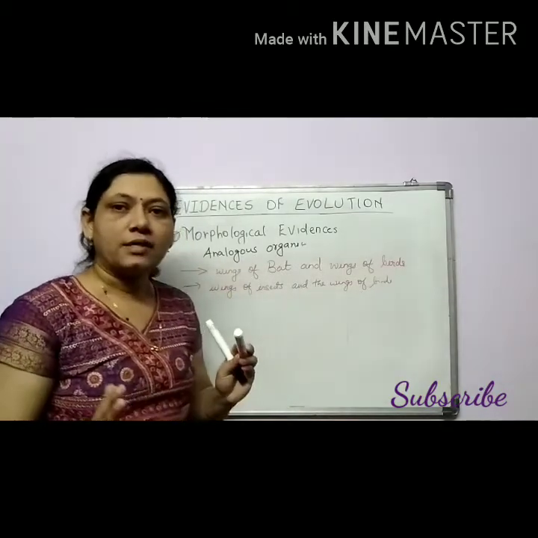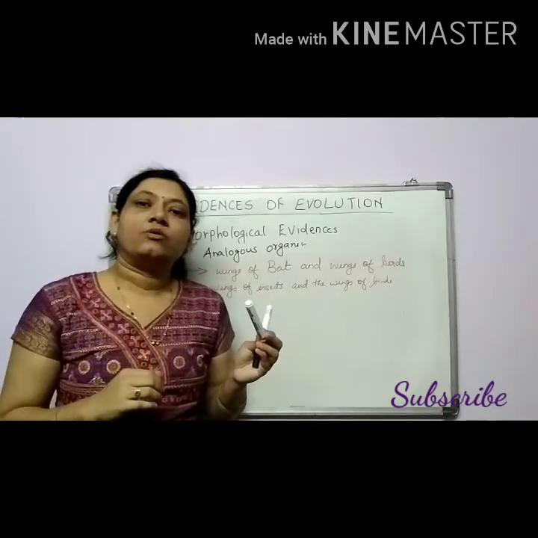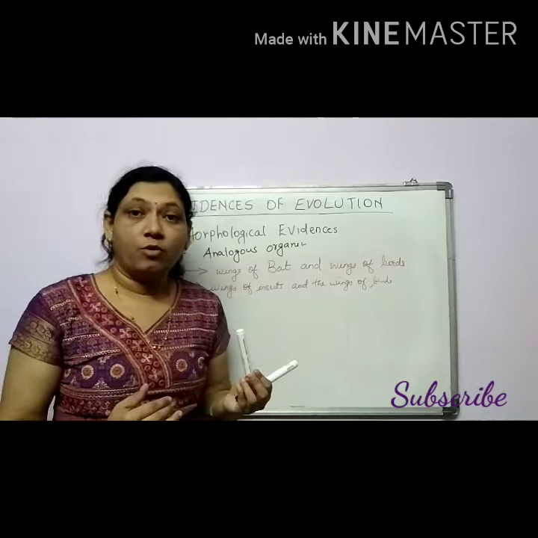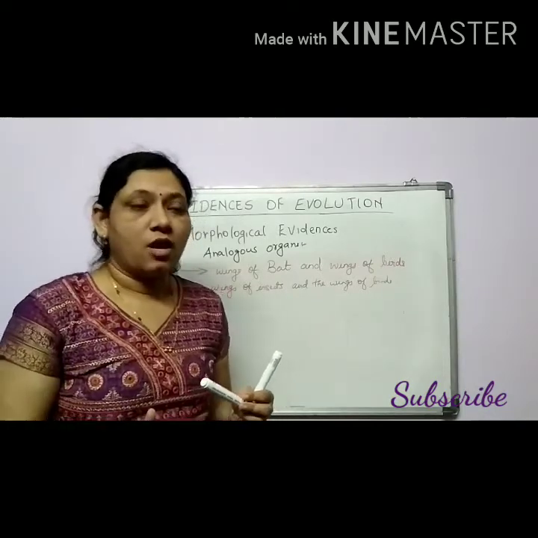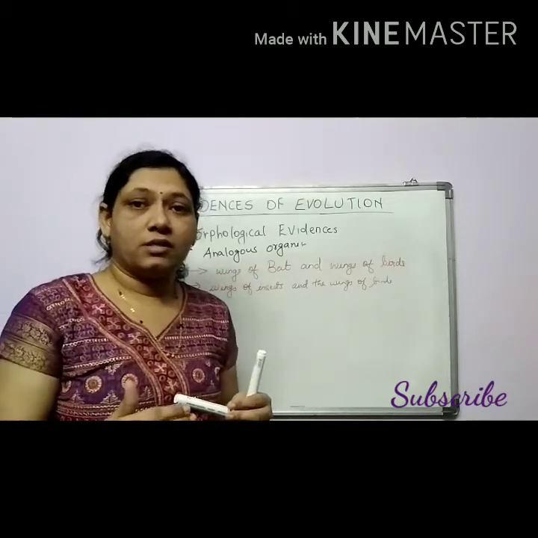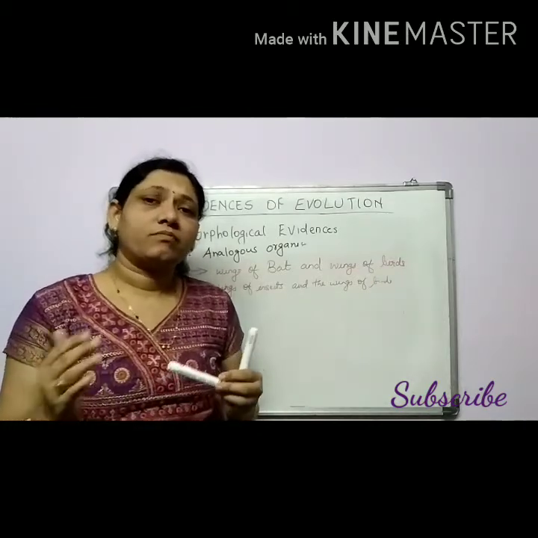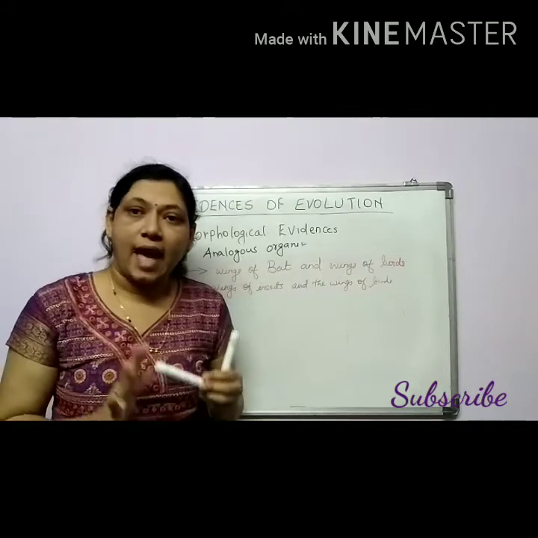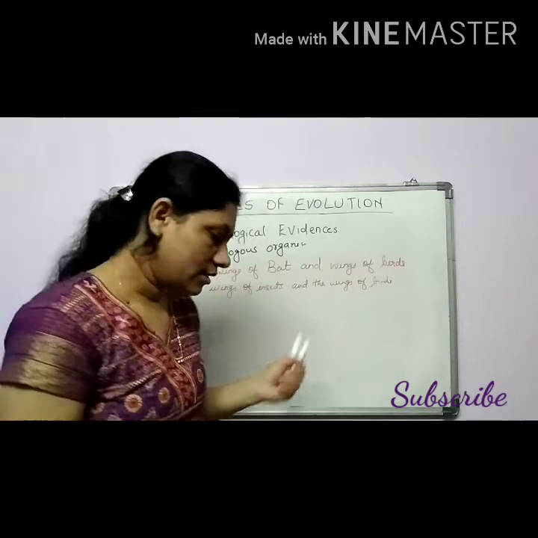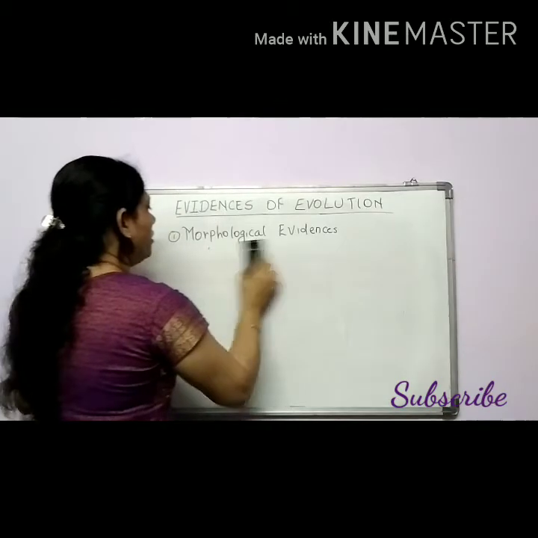So homologous organs and analogous organs, in the exam they also ask you to differentiate between homologous organs and analogous organs, or they can also ask about analogous organs and vestigial organs, homologous organs, vestigial organs, like that. In the exam, differentiating between these three can come. So it is very easy and we can score marks in this. Okay, so now vestigial organ.